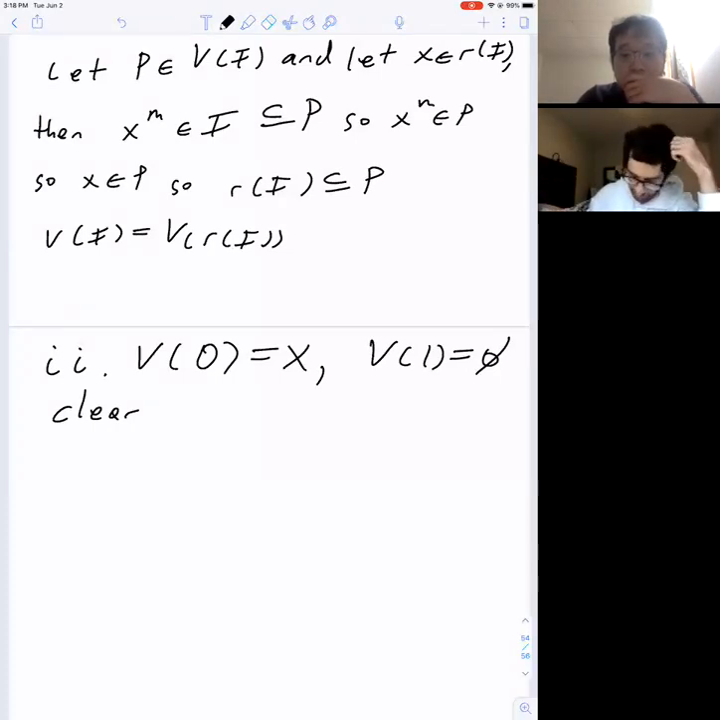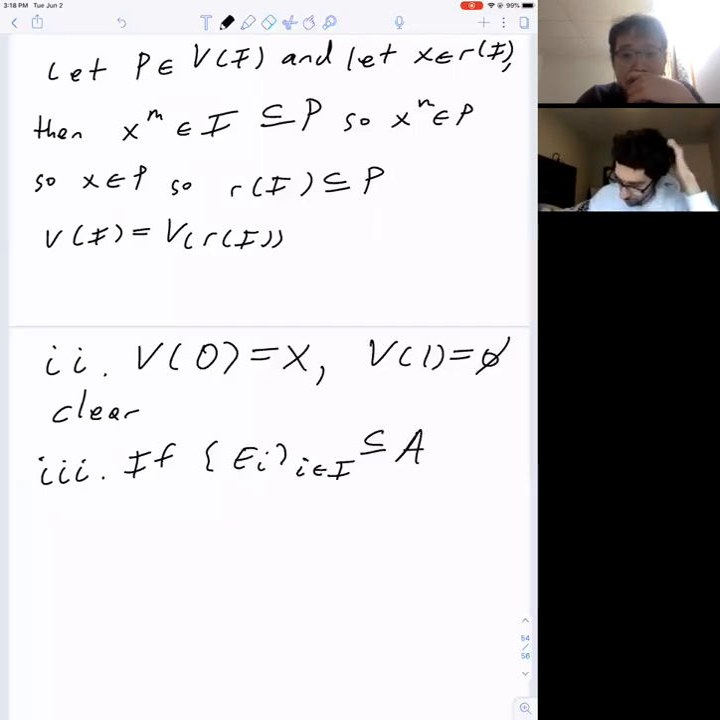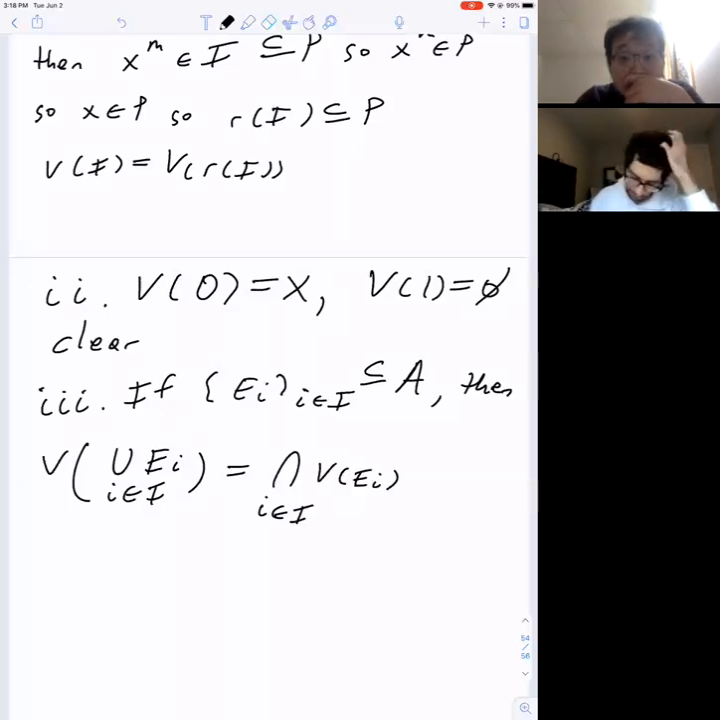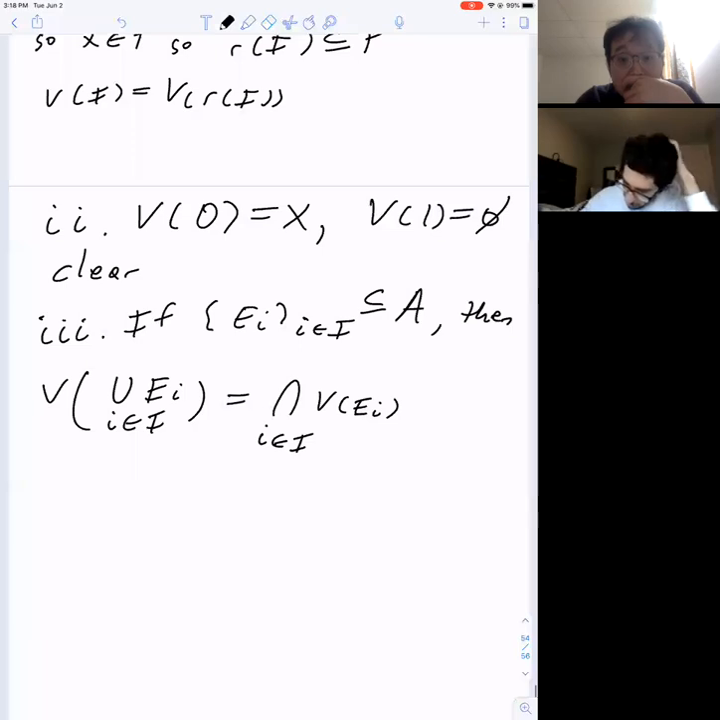Next, it asks, if E_i is a family of subsets of the ring, then we have that the set of all prime ideals that contain the union is the intersection of the set of all prime ideals that contain each E_i. How do we do this?